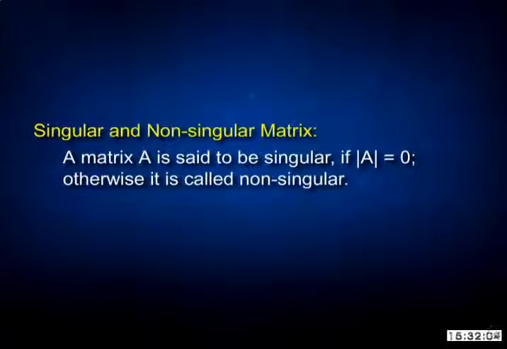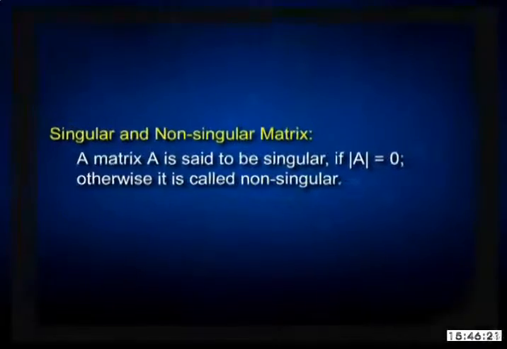Singular and non-singular matrix. A matrix A is said to be singular if determinant of A is equal to 0. Otherwise, it is called non-singular. Now we will discuss about invertible matrix, inverse of a matrix, and some results on invertible matrices.